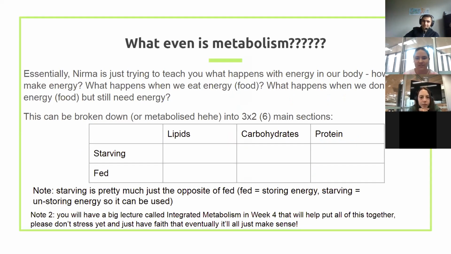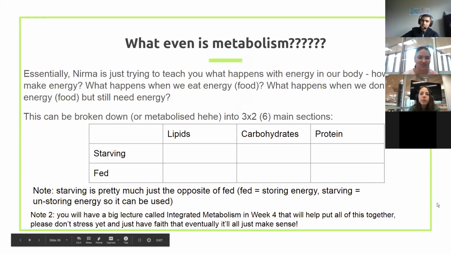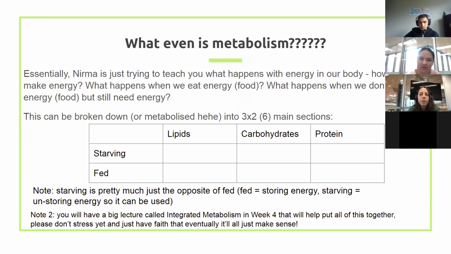Okay, so what even is metabolism? Essentially, this unit is just trying to teach you what happens with energy in our body. How do we make energy? What happens when we eat food and that contains energy? What happens to that energy? And what happens when we don't eat food but we still need energy?